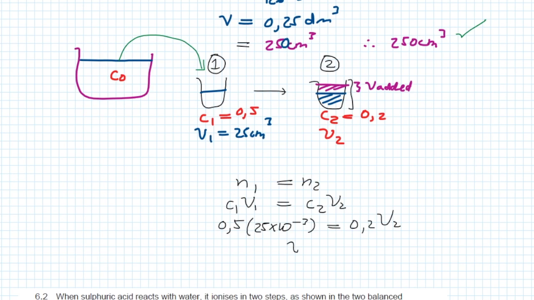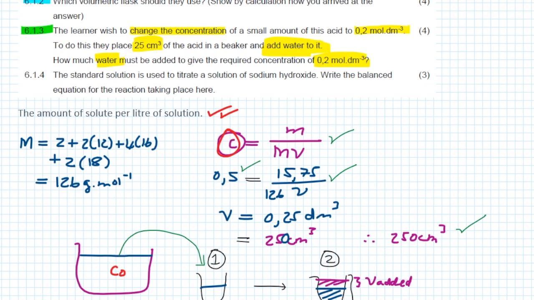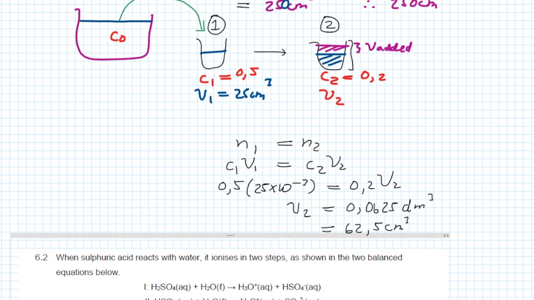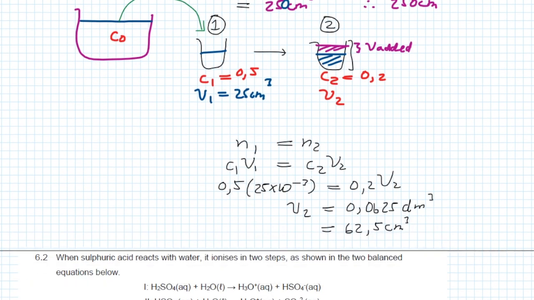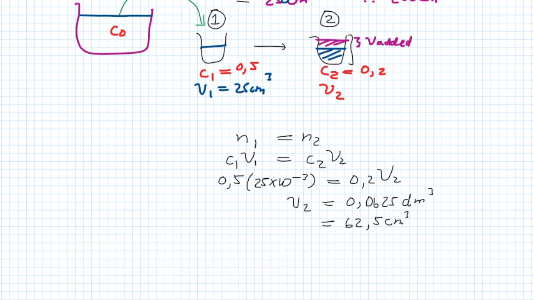Plugging all of this into our calculators, we find out that the volume is 0.0625 decimeters cubed. If we multiply this by 1000, or multiply by 10 to the power of 3, we know, and this is unnecessary, but we know that this is 62.5 centimeters cubed. So the question asks specifically, how much water must be added? To find out the amount that is added, we're going to take the volume of the diluted solution and subtract the volume of the initial solution.